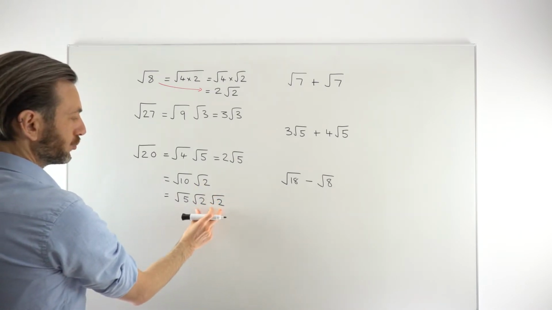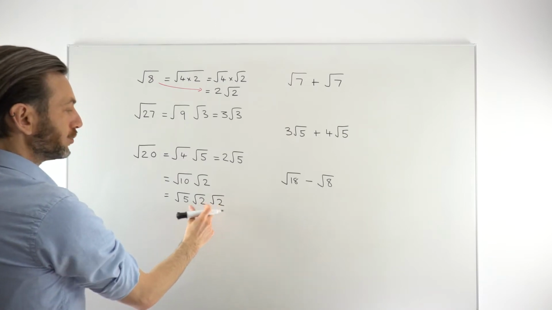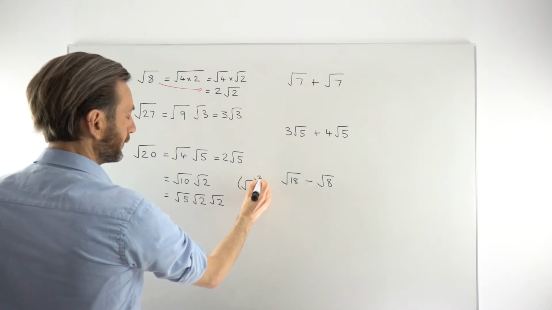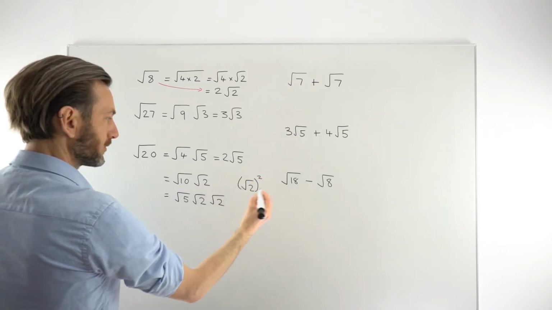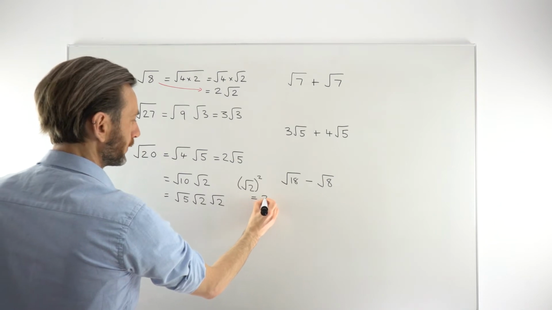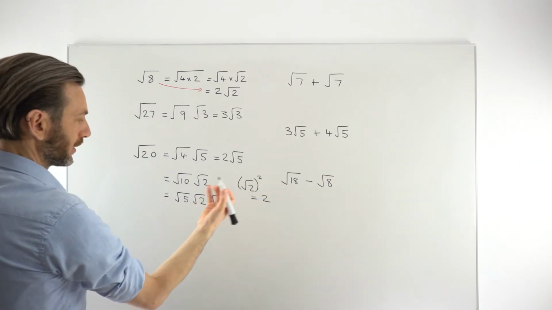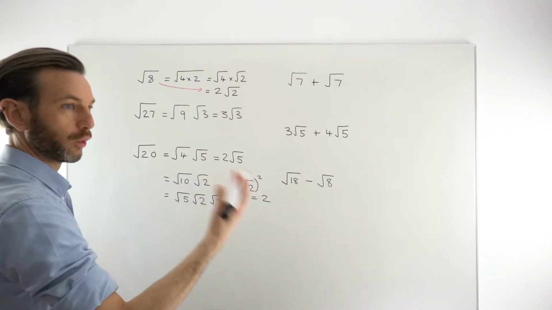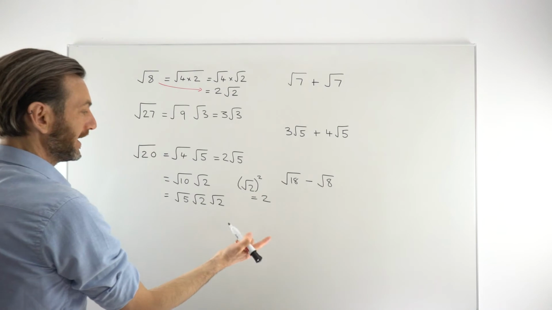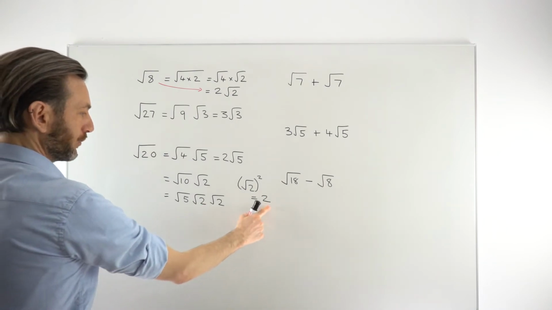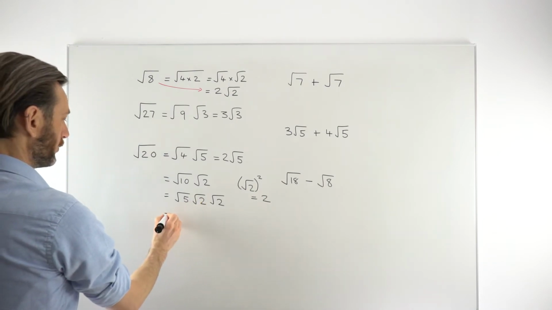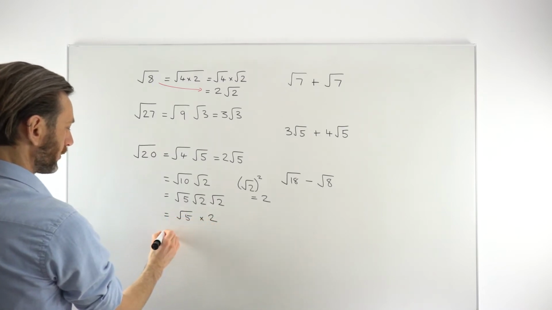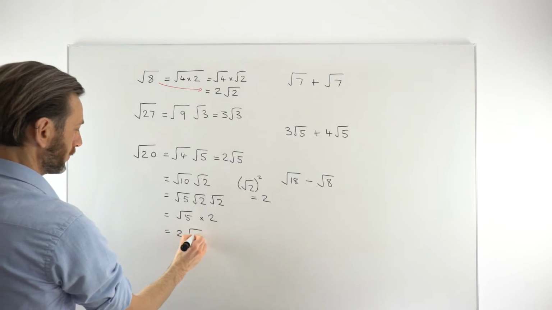Root 2 times root 2 is root 2 squared, but the squared and the square root just cancel, and that just comes out to be 2. So these guys just times together to give you 2, or you could think of it as root 2 times root 2 giving you root 4, and the square root of 4 is 2. Either way, the square root of 2 times the square root of 2 is 2, so that's going to be root 5 times 2, which we would just compact as 2 root 5.